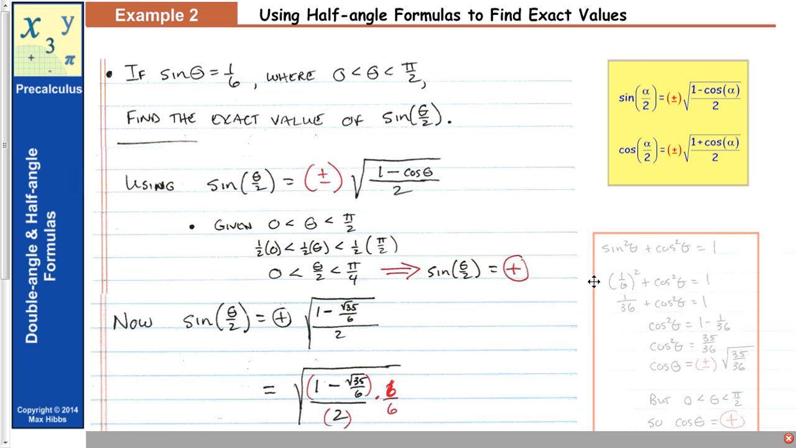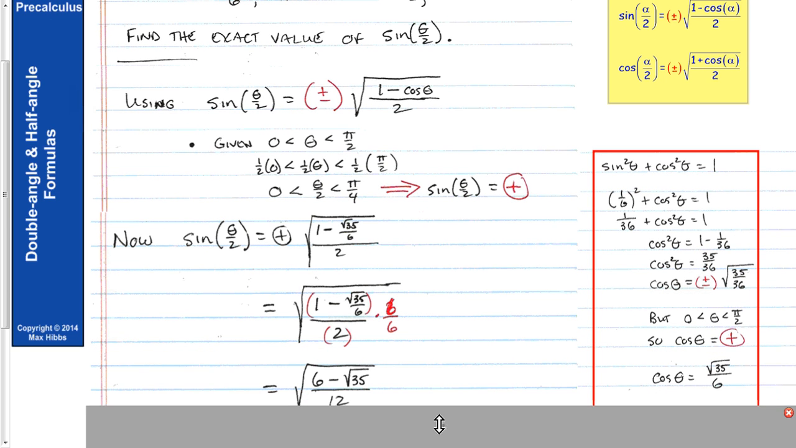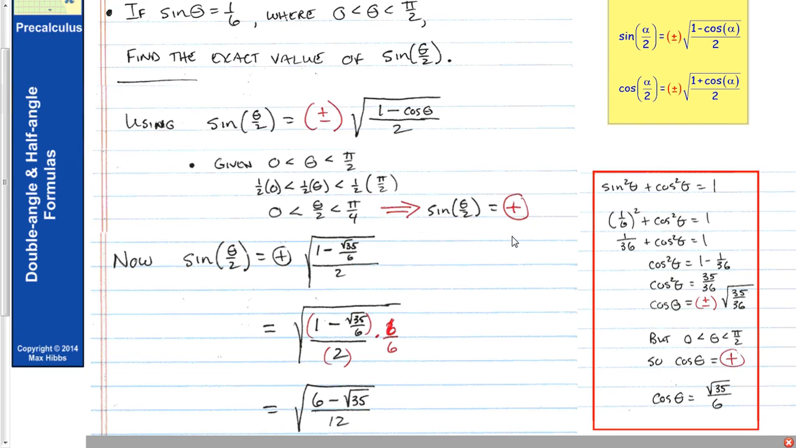Over here on the side, I've started that. Now let's keep paying attention to over here on the side in this red box, and then we'll come back to the other side. We know the sine of theta is 1/6. So we use the Pythagorean identity that we have here, replace sine of theta with 1/6. When we square that, we get 1 over 36. Then we subtract that 1 over 36 on both sides, and we get cosine squared theta is equal to 1 minus 1 over 36. With a little algebra, 1 minus 1 over 36 is 35 over 36. So cosine squared theta is 35 over 36.